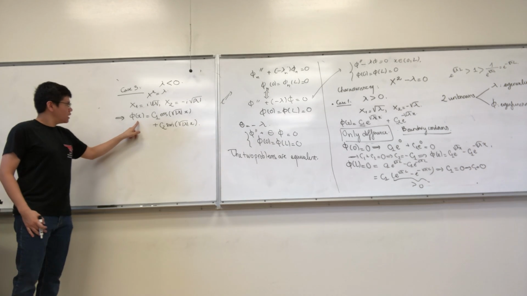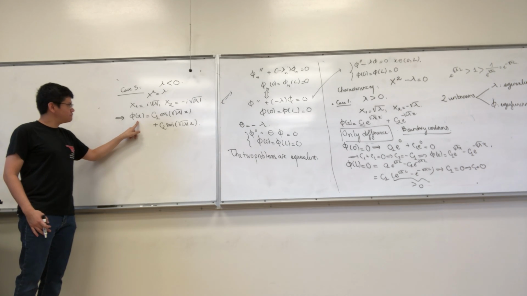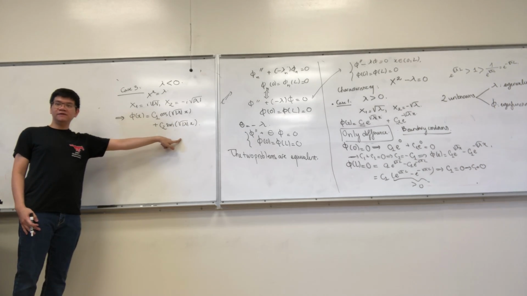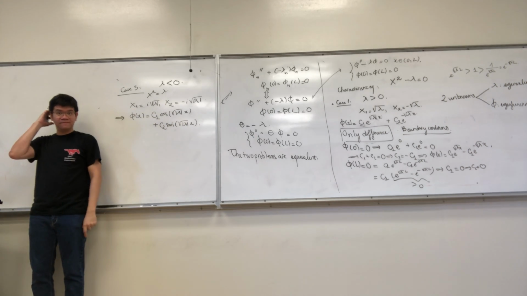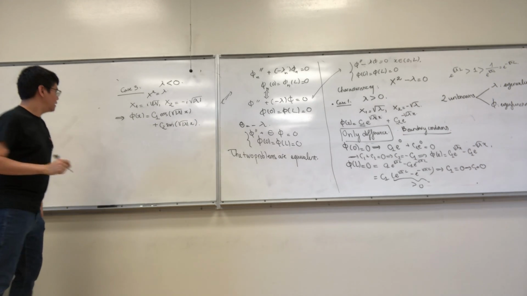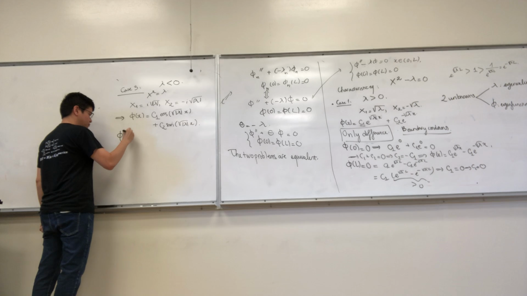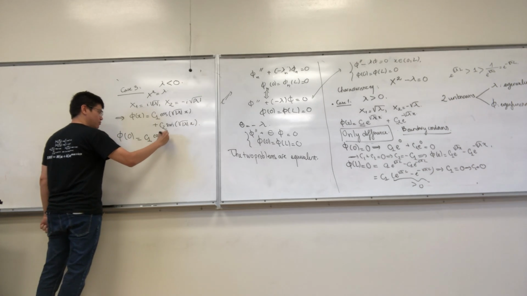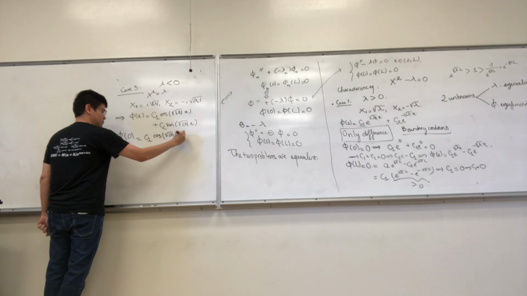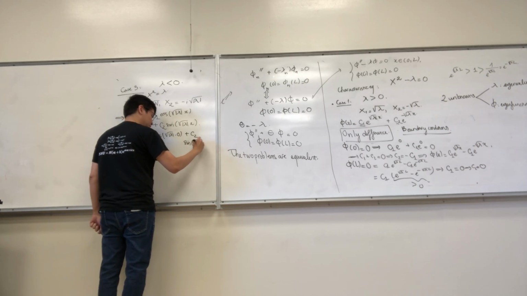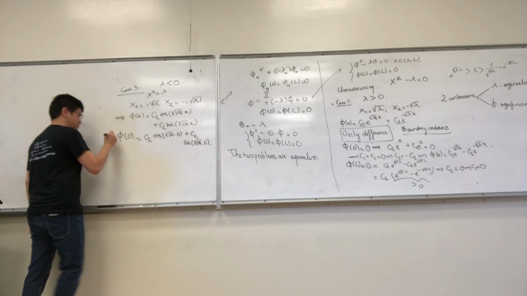Okay, so you're going to have phi(x) = C1 cos(sqrt(lambda) x) + C2 sin(sqrt(lambda) x). All right, what is the next step? Yes, plug in the boundary condition. Phi(0) is then C1 cosine of square root of lambda times 0 plus C2 sine of square root of lambda times 0, and you know that phi(0) is 0.